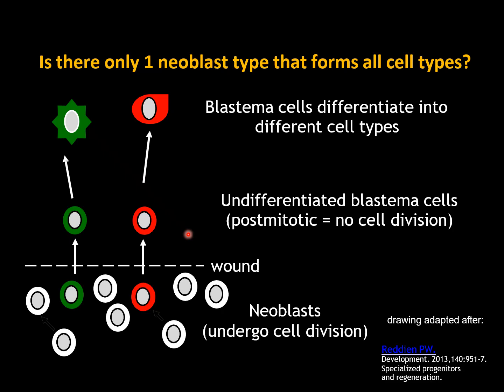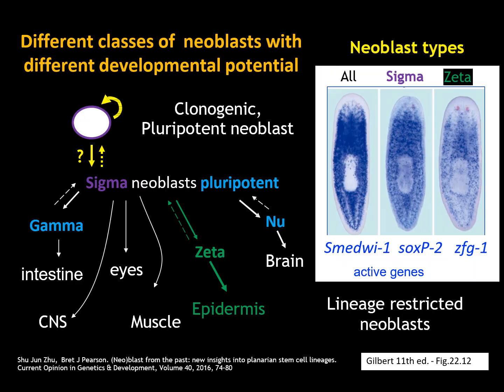of neoblast that depend on different transcription factors. Here you can see different types of markers. Here are all the different types of neoblasts, here the one with sigma, all the ones here with zeta, and what they found is that they start organizing the different types of neoblasts and the different parts of the body that they will form. So, for example, nu is going to form the brain, zeta is going to form the epidermis, sigma is going to form the muscles, and so on.